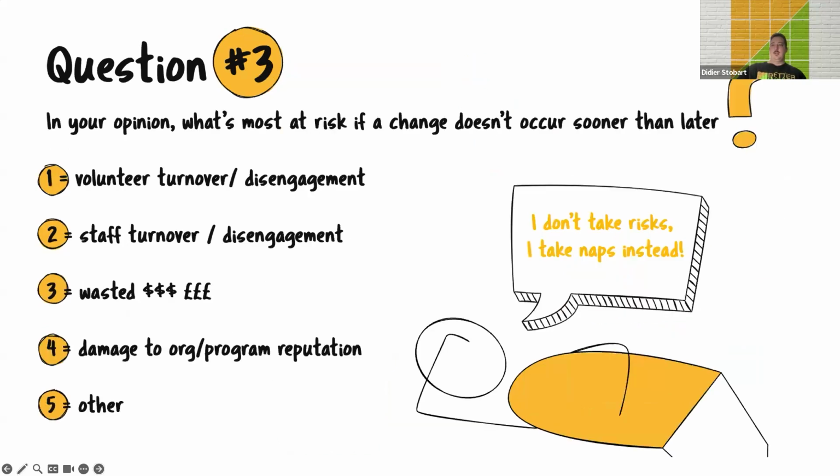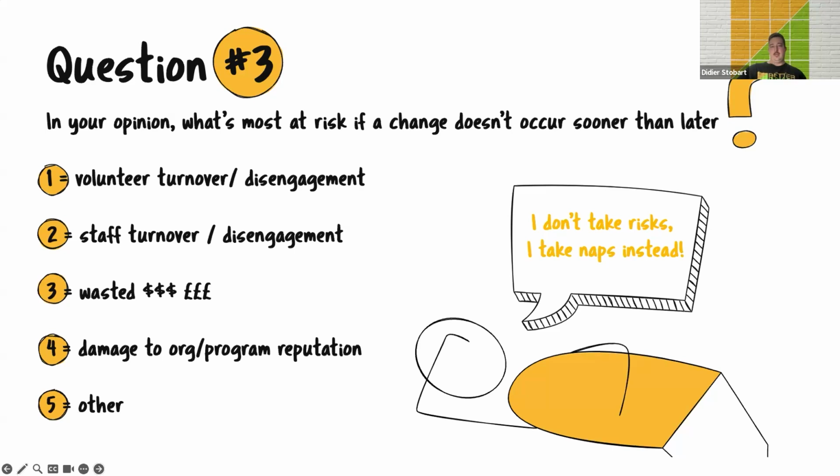All right, so last question. In your opinion, what is most at risk if a change doesn't occur sooner than later? So is it number 1, volunteer turnover, disengagement? Number 2, staff turnover, disengagement? Number 3, wasted budget? Number 4, damage to organization program reputation? Or number 5, other? Again, it could be multiple, but a good idea to get some information on what you think is most at risk if a change doesn't occur sooner or later.